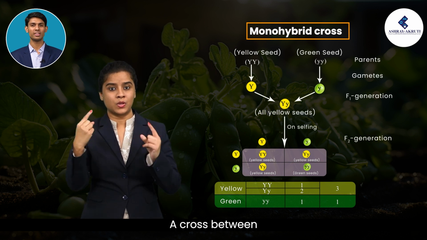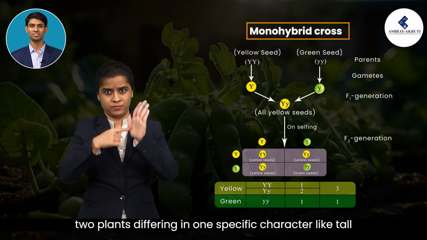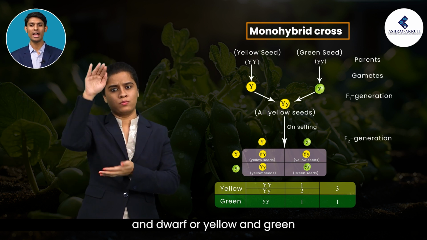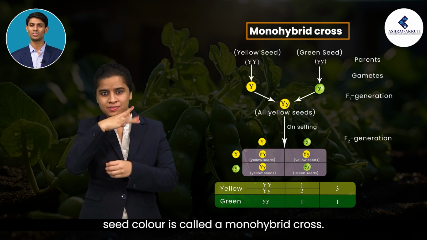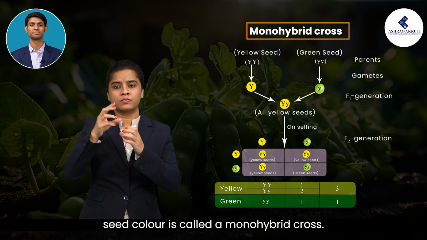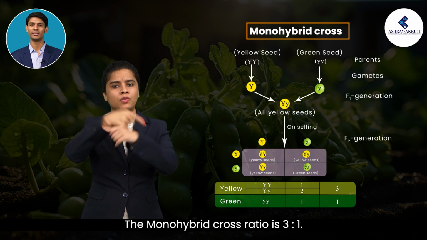A cross between two plants differing in one specific character, like tall and dwarf or yellow and green seed color, is called a monohybrid cross. The monohybrid cross ratio is 3:1.